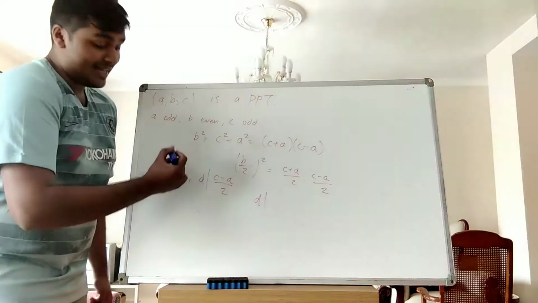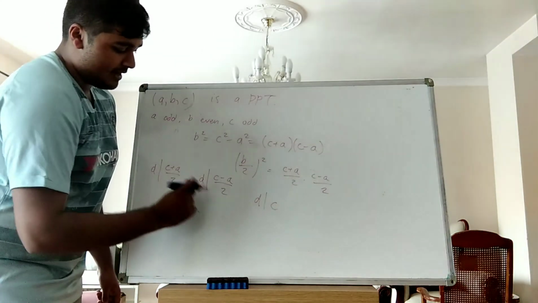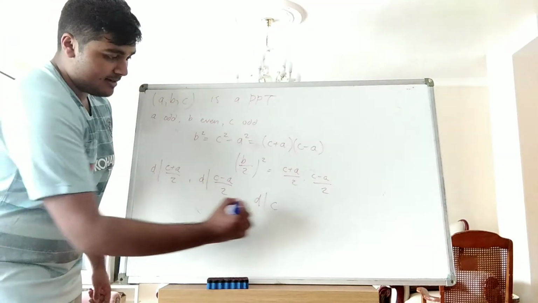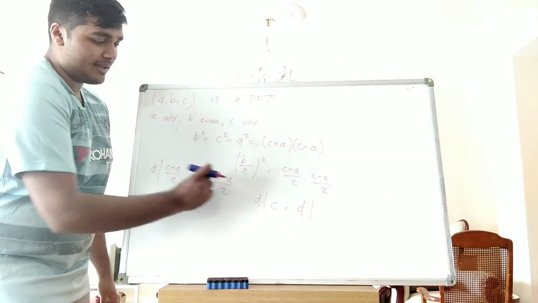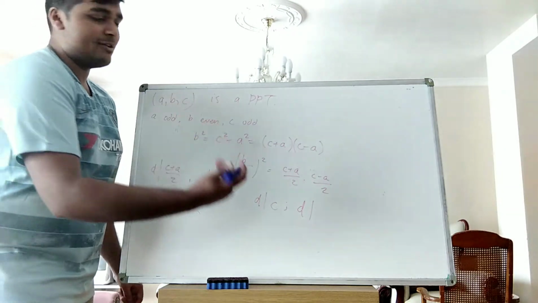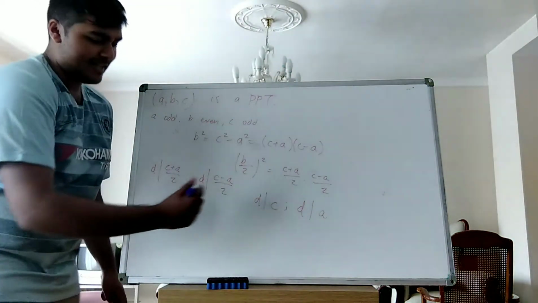Well, the a over 2's will cancel, and I'll be left with c over 2 plus c over 2, which is just c. Okay, if I do this minus this now, I get that d divides, the c over 2's will cancel, and I'll get a over 2 minus minus a over 2, which is just a. Okay, so d divides c and d divides a.